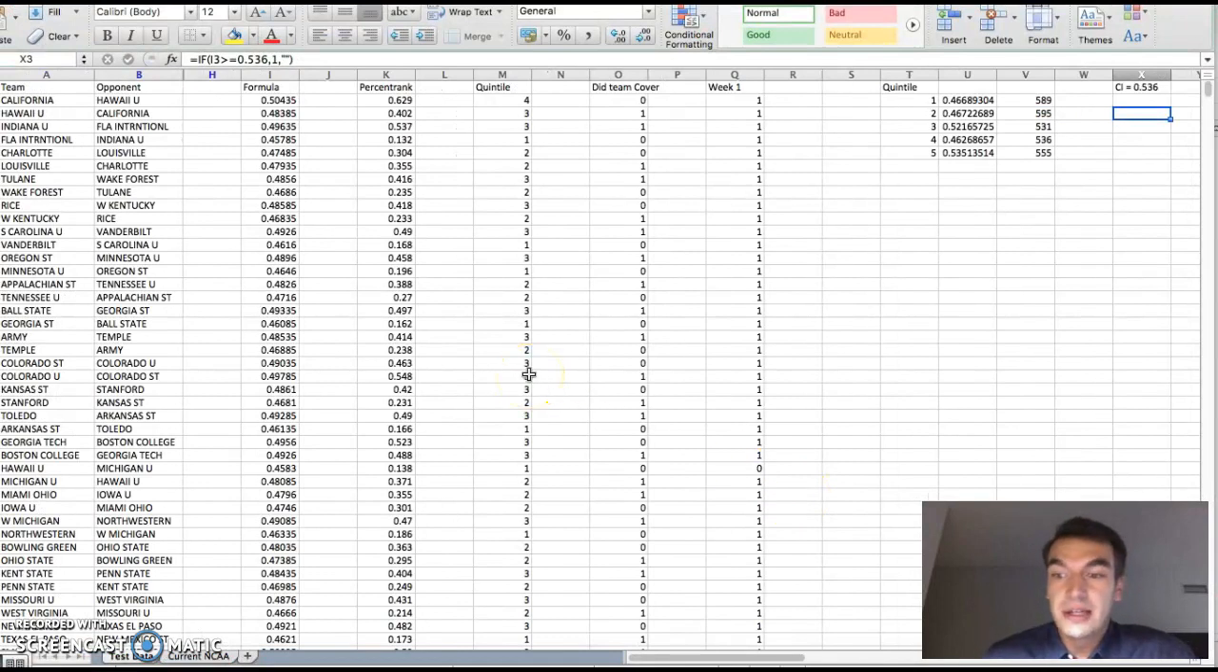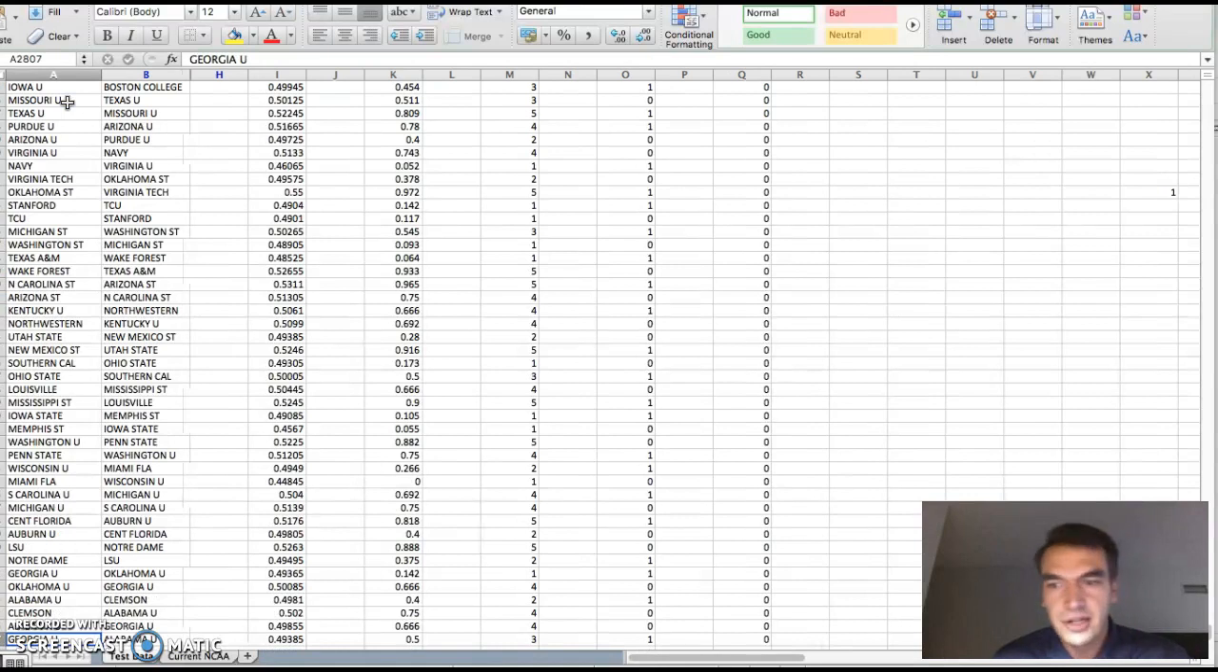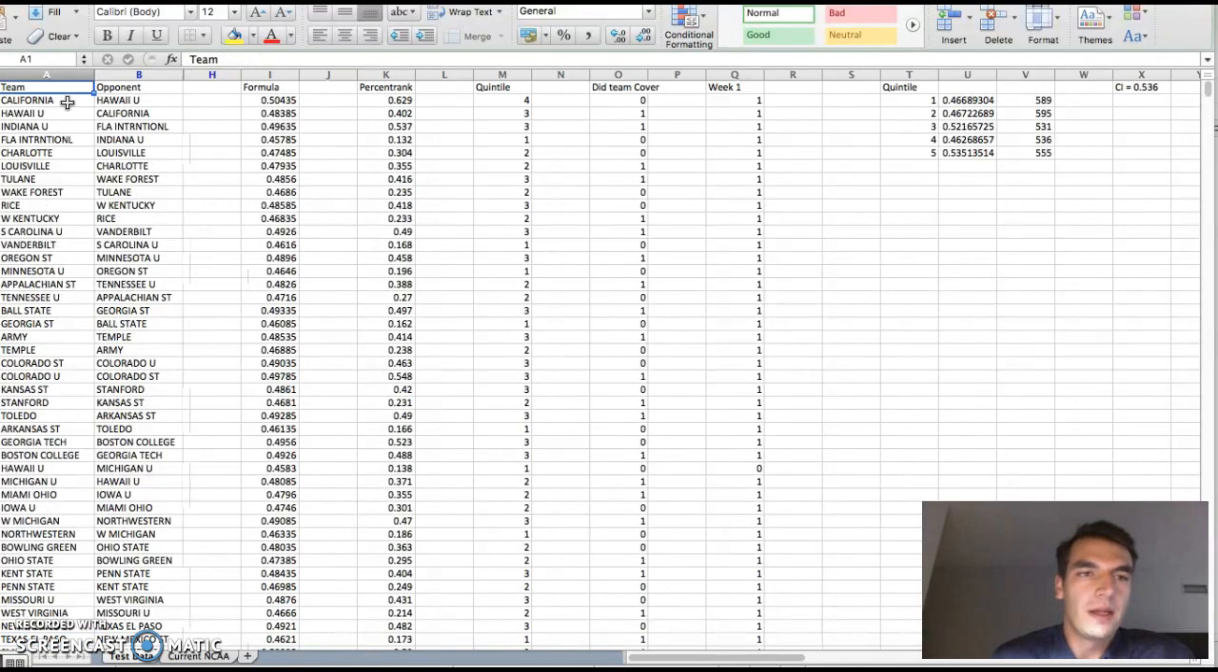So this is the test data that I ran with. I tested my formulas that I created from previous years on data from 2016 and 2017. So we have about 1,400 games to work with, about 2,800 teams total. And as you can see, each team and opponent has their own line. So California played Hawaii, Hawaii played California.